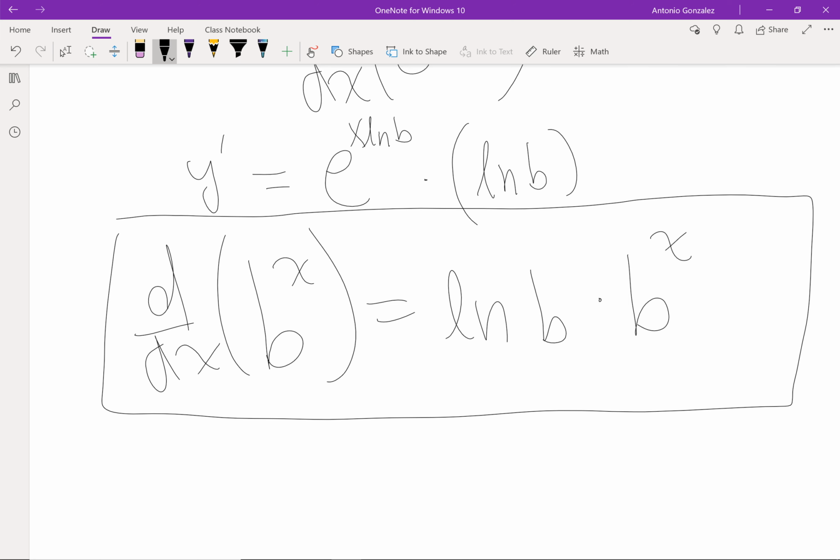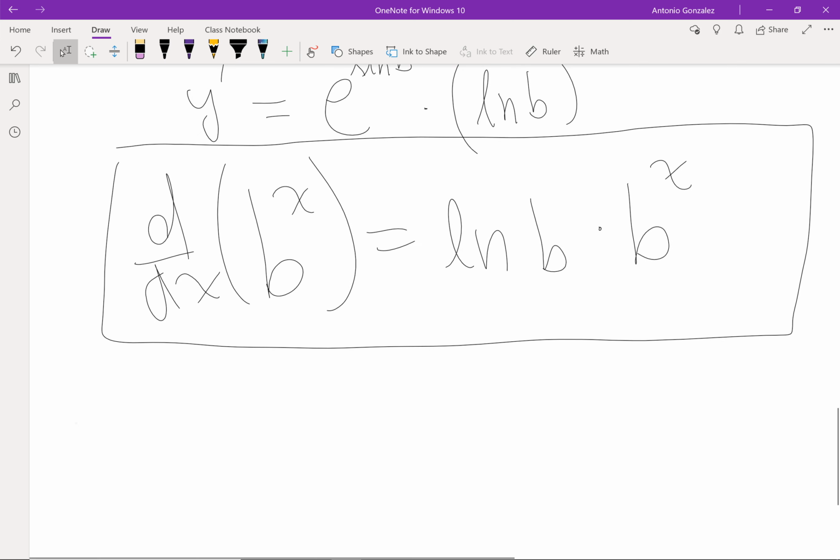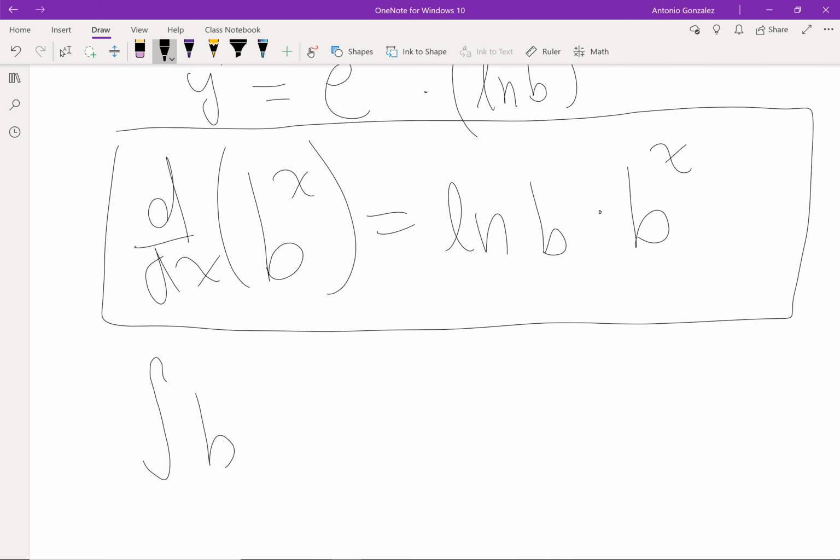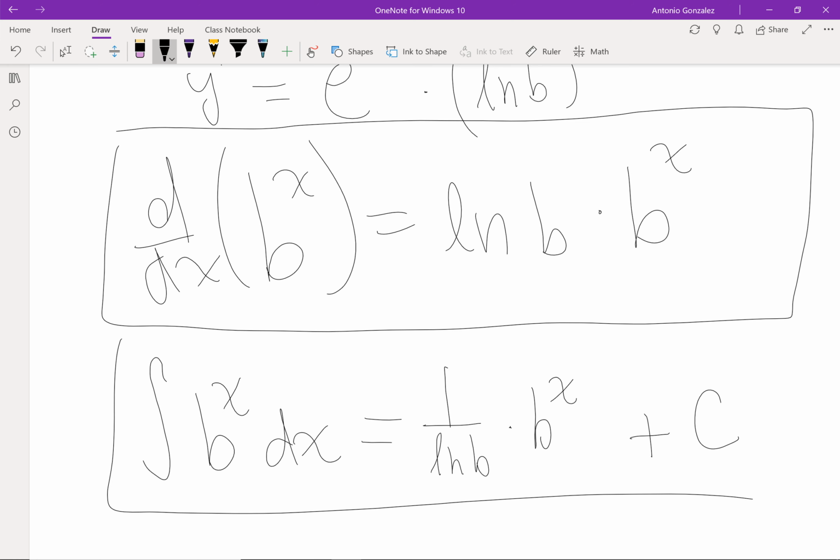Okay, now I know what the antiderivative of b to the x is. Based off of this, the integral of b to the x dx is going to be equal to 1 over ln of b times b to the x, and again, don't forget the plus c.